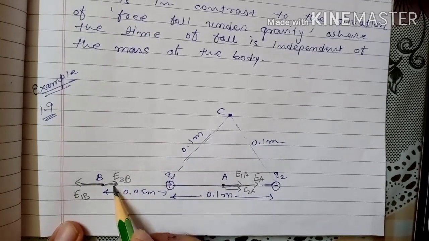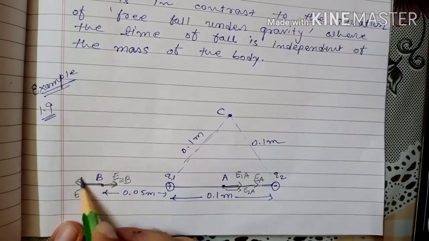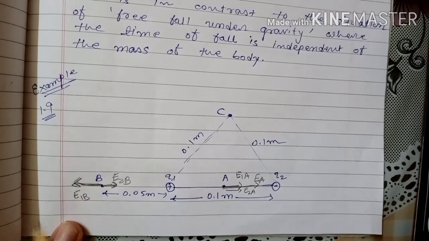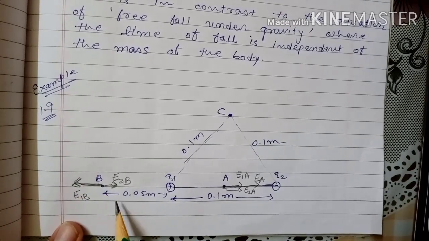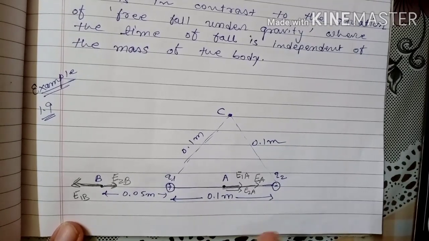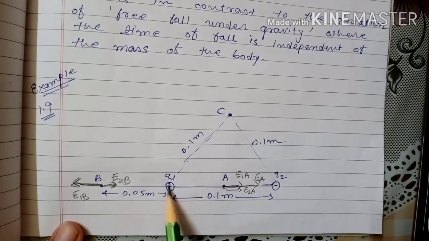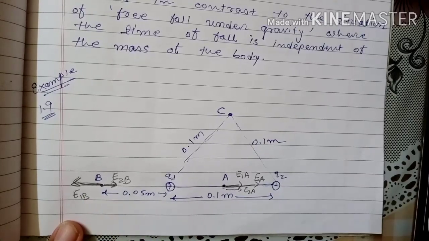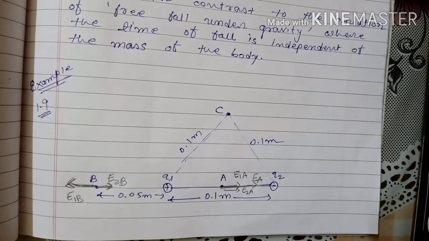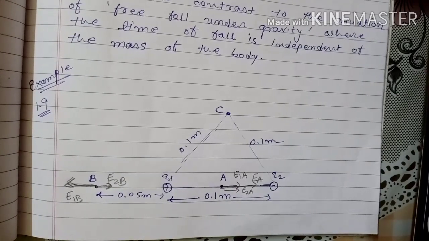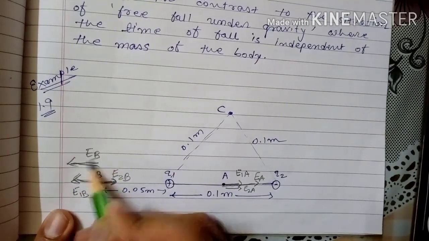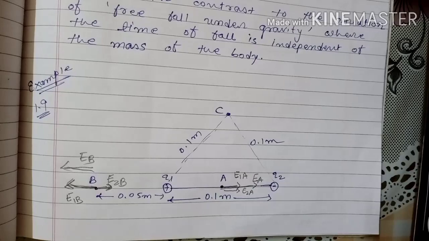Here the length of the arrow indicates the strength of the electric field. Here the length of E1B is more than E2B. Why? Because here Q1 is near to B and Q2 is far away from B. Therefore, the electric field due to Q1 will be more and the electric field due to Q2 will be less. Now, the electric field due to the first charge is more, then the resultant electric field will be in the direction of E1B. So this will be the direction of EB, the net electric field at point B.